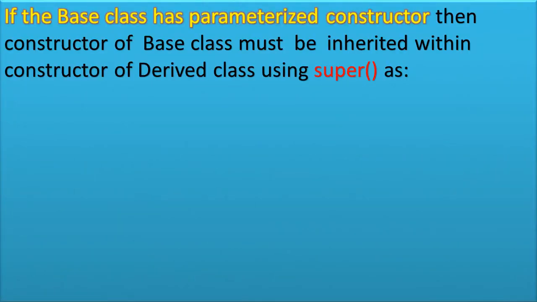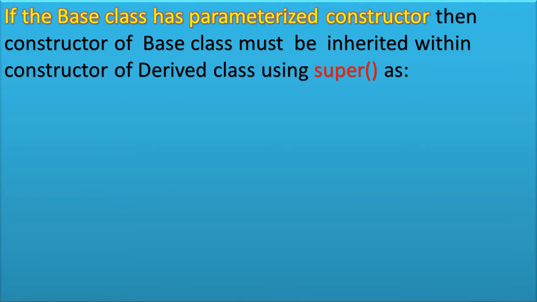Now if the base class has a parameterized constructor, then the constructor of the base class must be inherited within the constructor of the derived class using the super keyword. Okay, this thing we have to keep in mind. When the base class is having a parameterized constructor, then it is mandatory. But if the base class is having a default constructor, then it's your choice. Either you can call that default class constructor using super explicitly, otherwise it is by default available to the derived class.